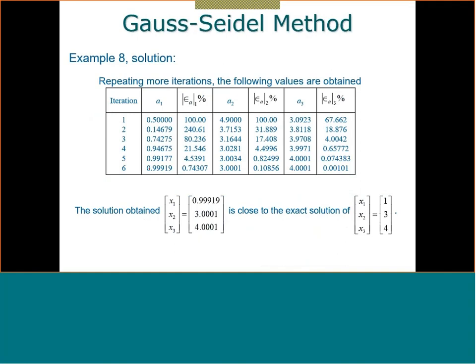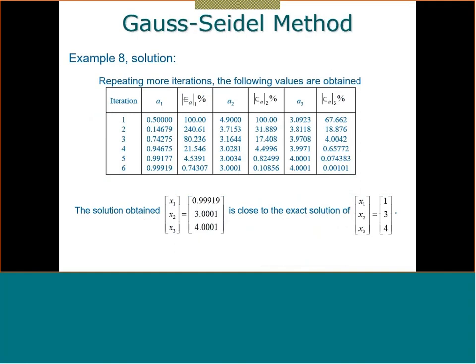So if we look here, these are the values that we have for x1, x2, and x3. You see here the value is going to 0.99919, and the error is going to a very small value. This is 3.0001 and 4.0. So it's very close to the actual answer, which is 1, 3, and 4. This is after 6 iterations.